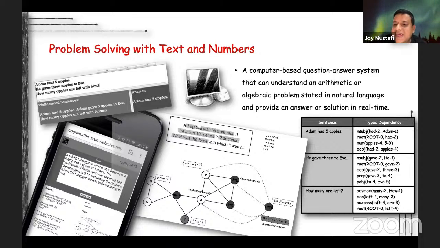Right. And then, he gave 3 to Eve. So who is he? Then I have to use some anaphora resolution. This is a pronoun, and this he is no one but Adam.